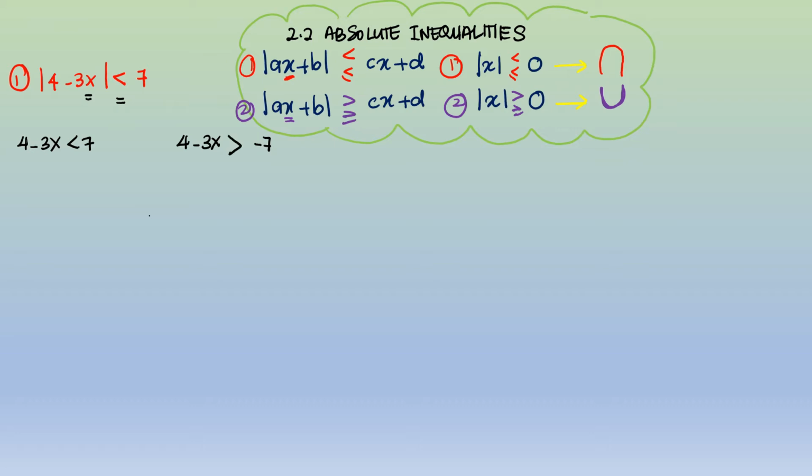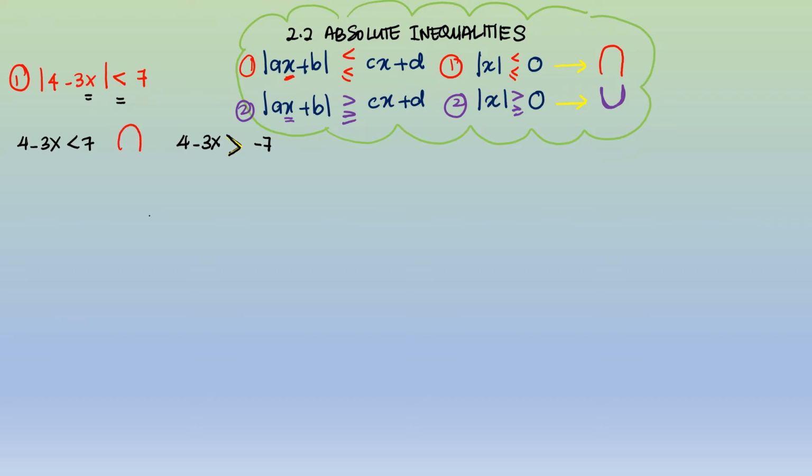Because you already made the operation, multiply or divide by negative, that's why you need to change this one. Guys, a lot of students will make mistakes at this. You forgot about this one. Now because it is modulus x, less than means we need to use intersection, so put intersection here.